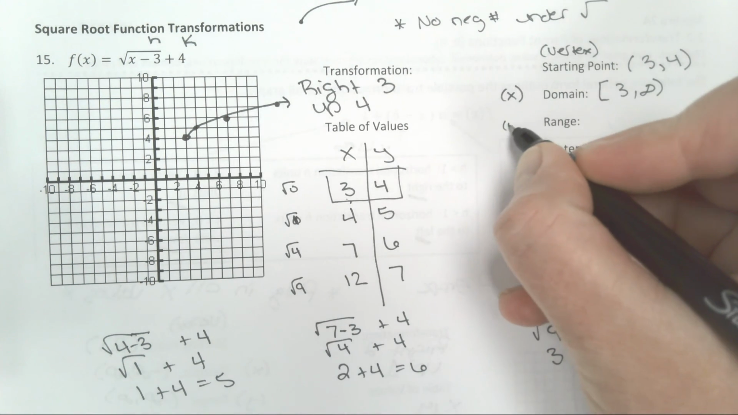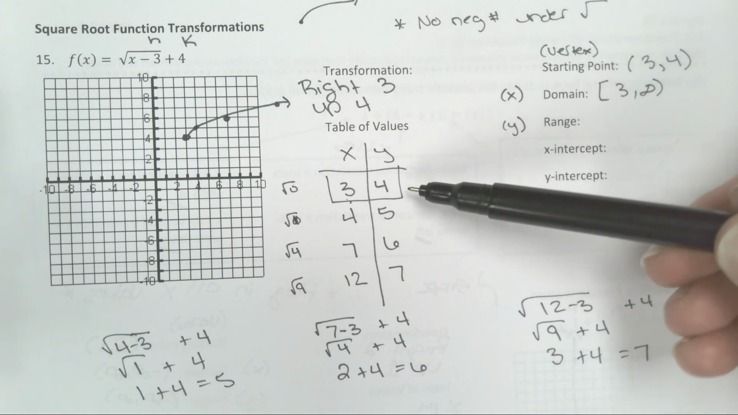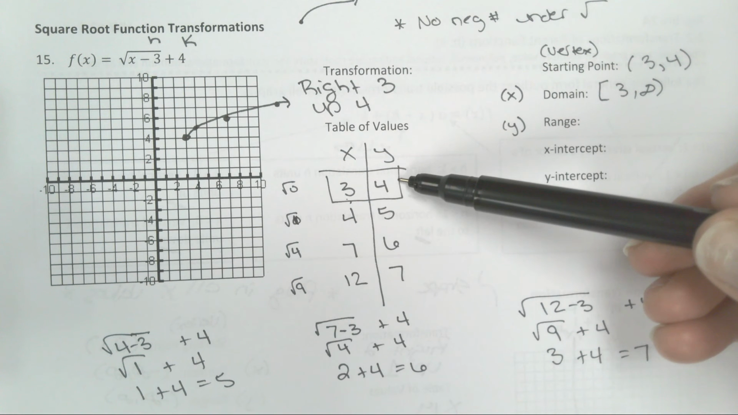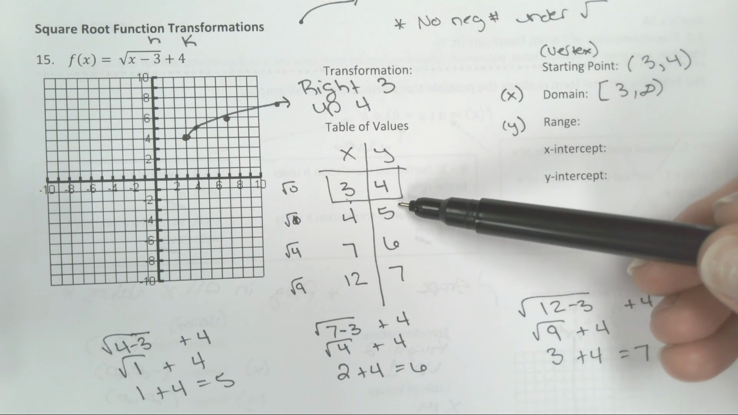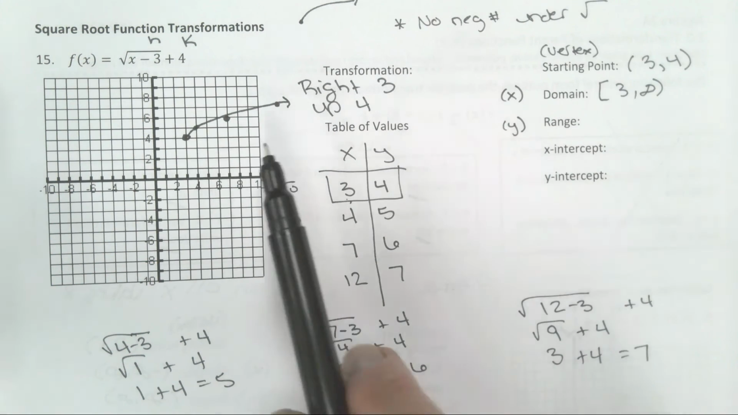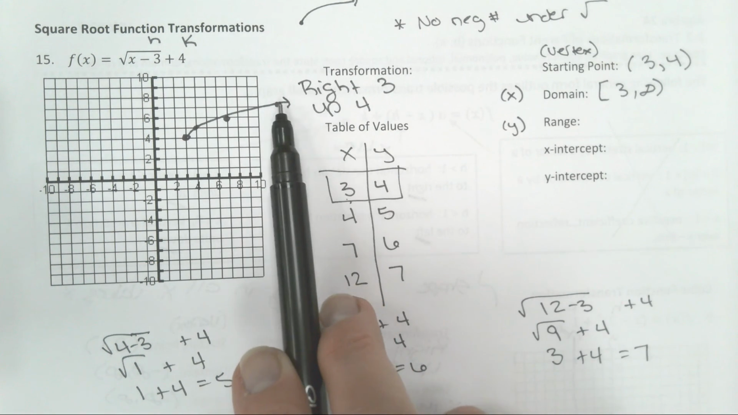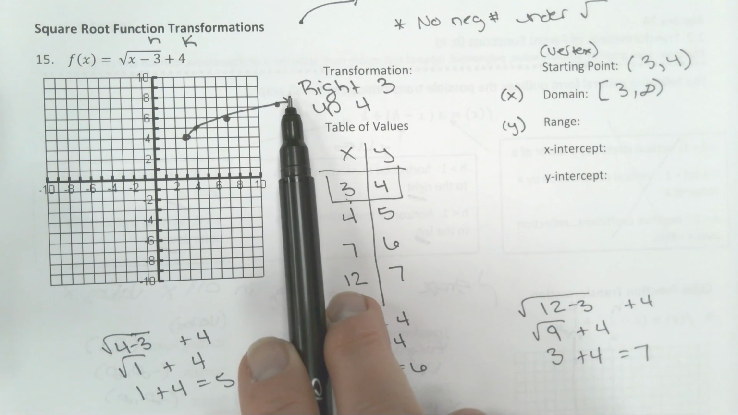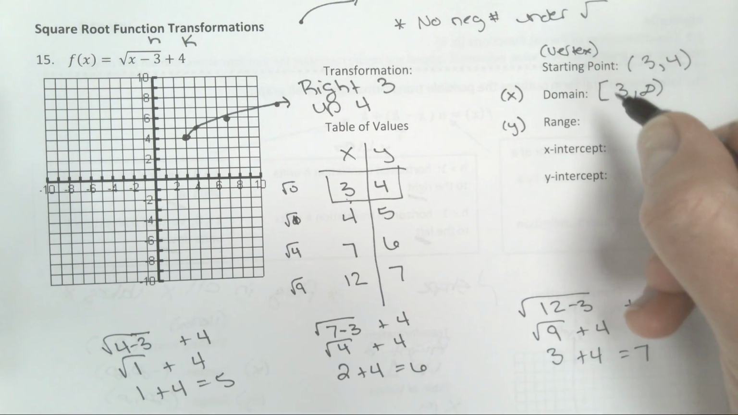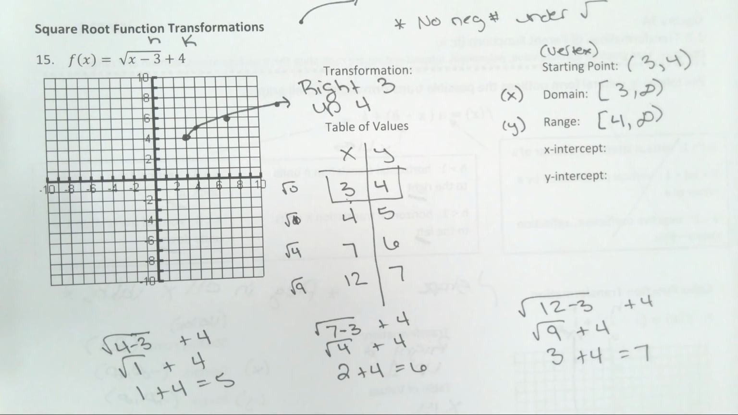Your range is what y values do you get out of this? So the smallest y value I get is 4, and then you could look at the table and see they keep getting bigger, bigger, bigger. It's a little bit harder to see on this one because it looks like it's going to the right, but it's going both up and to the right. So my range is going from 4 to infinity.